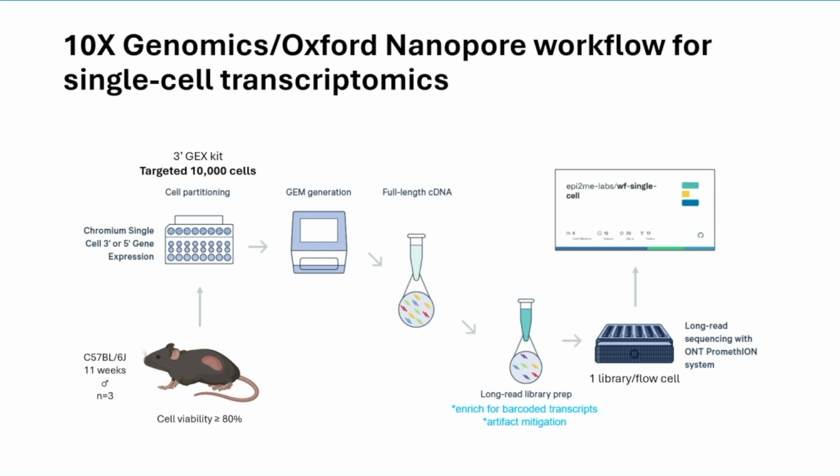And then you follow the same 10x workflow until you get to the full-length cDNA generation. And because we can now sequence full-length cDNA, we just submit this for the library prep and then sequencing. And for this experiment, we did one sample per flow cell. Again, this is probably not ideal with the amount of cells we targeted, but you can always sequence across more flow cells. And then finally, we used the Epi2me Labs workflow for single cell to analyze this data.